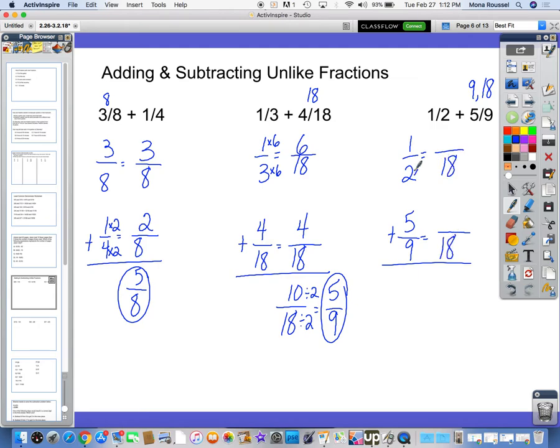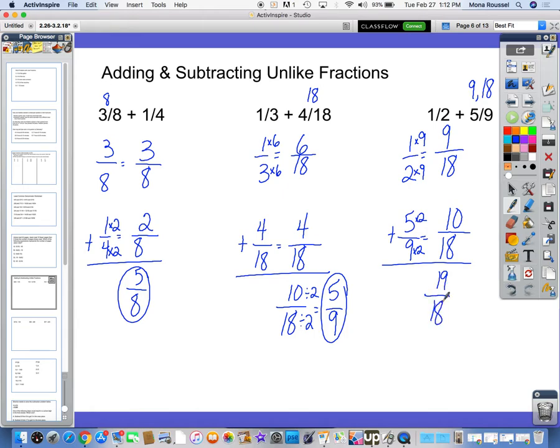Now to write the like fractions, we have to multiply. 2 times 9 would give us 18, so that means we have to multiply the numerator times 9. So 1/2 would equal 9/18. In 5/9, 9 times 2 is 18, so we have to multiply the numerator 5 by 2 to get 10. Then we can add 9/18 plus 10/18 would give us 19/18.